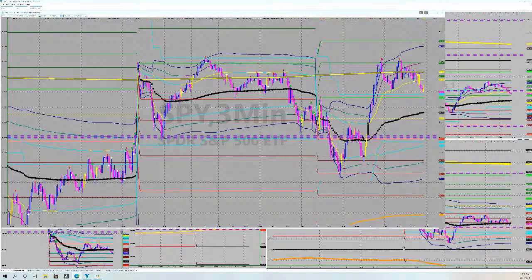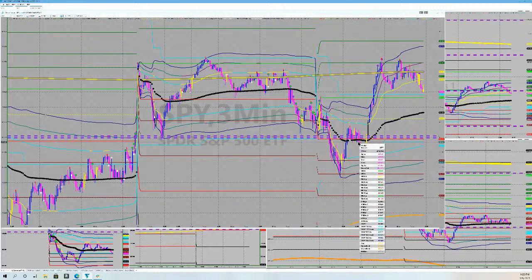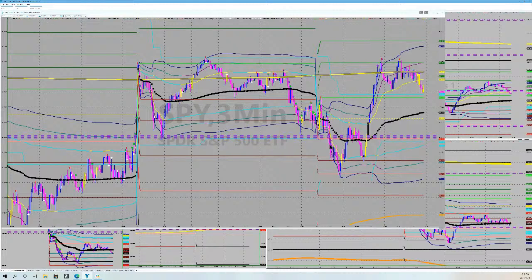Now, right here, we actually bought puts on the S&P as we went back below the VWAP and back below the key location. So we don't short first thing in the morning. We don't buy puts first thing in the morning because the probability of success on those trades is dramatically less than the probability of success here. So we stay out.